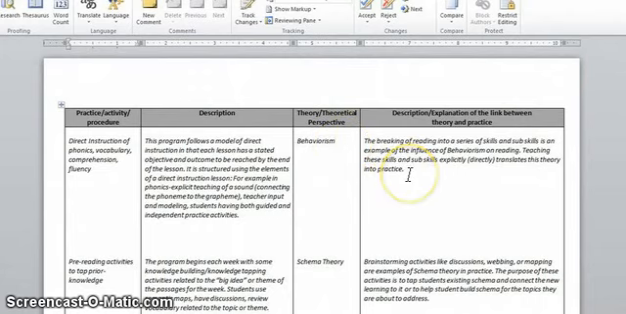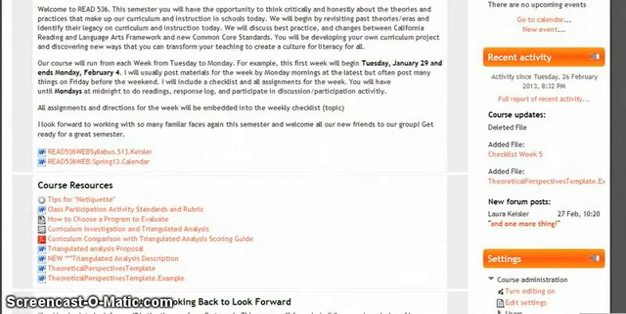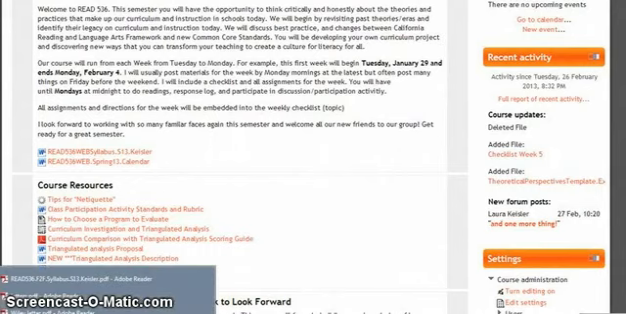And then why I think this is an example is this idea right here. So the breaking of reading into a series of skills and subskills is an example of the influence of behaviorism on reading. Teaching these skills and subskills explicitly or directly translates this theory into practice. So that's one of my big picture examples. So now let's go back and again look at the program.